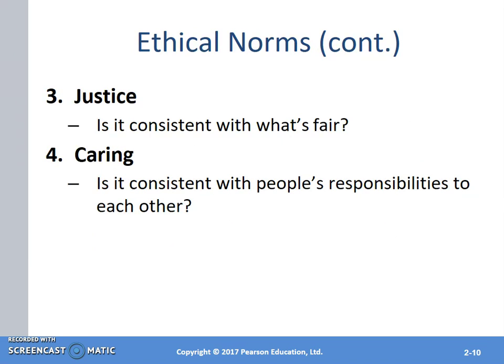The third one is justice, which means that we have to treat all the parties equally so that we can create a win-win situation. And the fourth one is caring. We have to ensure that when we take the action, we have fulfilled the responsibility we have to each other.